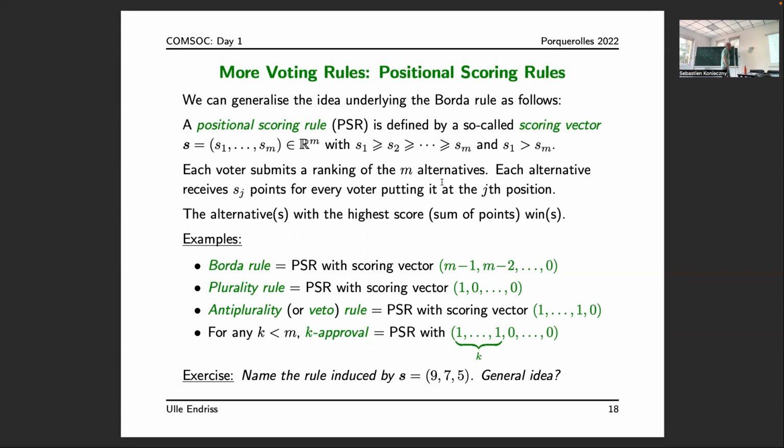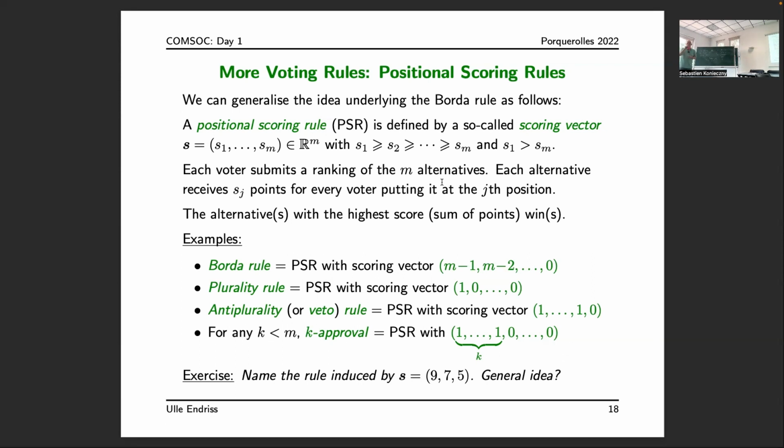There is also the k-approval rule. For example, k might be 3. That means you get 1 point if you're in the top 3 positions, and 0 otherwise. Exercise. There's a rule that is characterized by this vector, 9, 7, 5. So there are 3 alternatives, and the scores are 9, 7, 5. Do you know this rule? What's the name? I think you have heard of it.